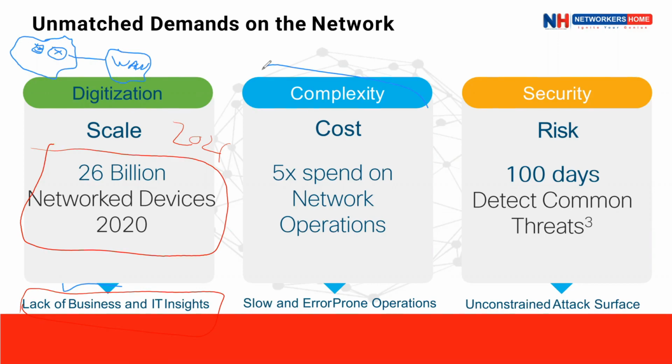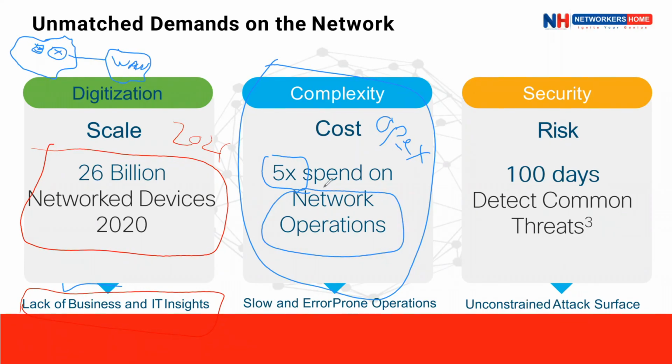Next issue, complexity. If you're not aware, let me tell you, in today's world we are spending 5x cost on just the operations part, which in business language is known as OPEX. We are spending 5x of the CAPEX on just the OPEX. For example, if you're spending 10 lakh rupees on implementing the network, you are spending 50 lakh rupees just to manage that network, on network operations.